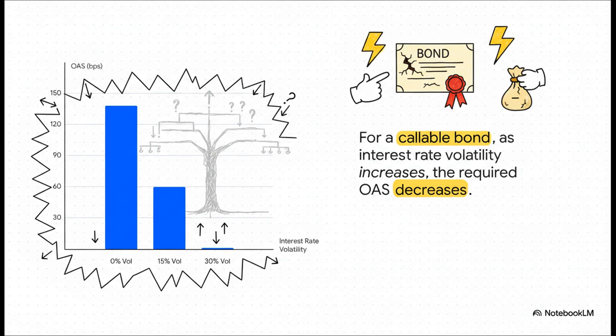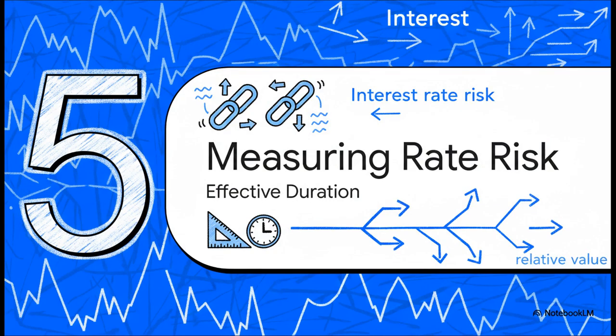And since you're the one who sold them that option, its higher value comes right out of your pocket, which means your OAS has to go down. Higher volatility, lower OAS for a callable bond. All right, we're on the home stretch. We figured out how to value the bond. We know how to compare it using OAS. The last piece of the puzzle is measuring its risk properly.